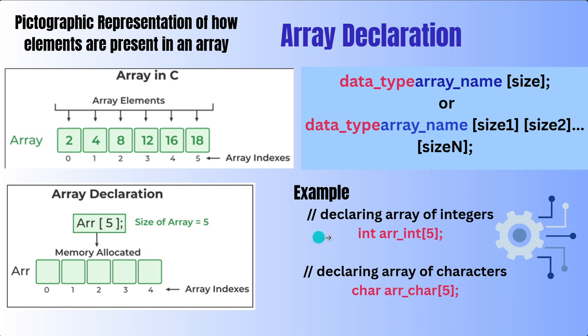An example, here it is declaring an array of integers, int arr. Arr is the variable name, int is the data type, and within brackets is the 5, which is the size of the array. Declaring a character array of size 5. This is basically a string declaration. Anyway, moving on.